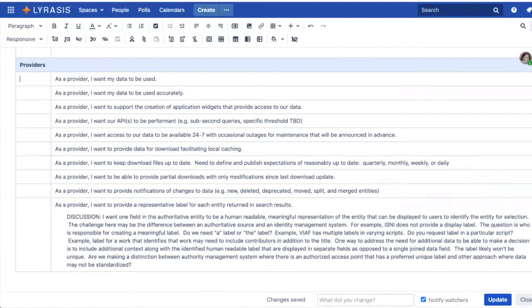So the first one is, as a provider, I want my data to be used. Is that a reasonable statement? Anyone want to? All right, so not hearing anything. That sounds good to me, yeah. Excellent. So the next one is, as a provider, I want my data to be used accurately.